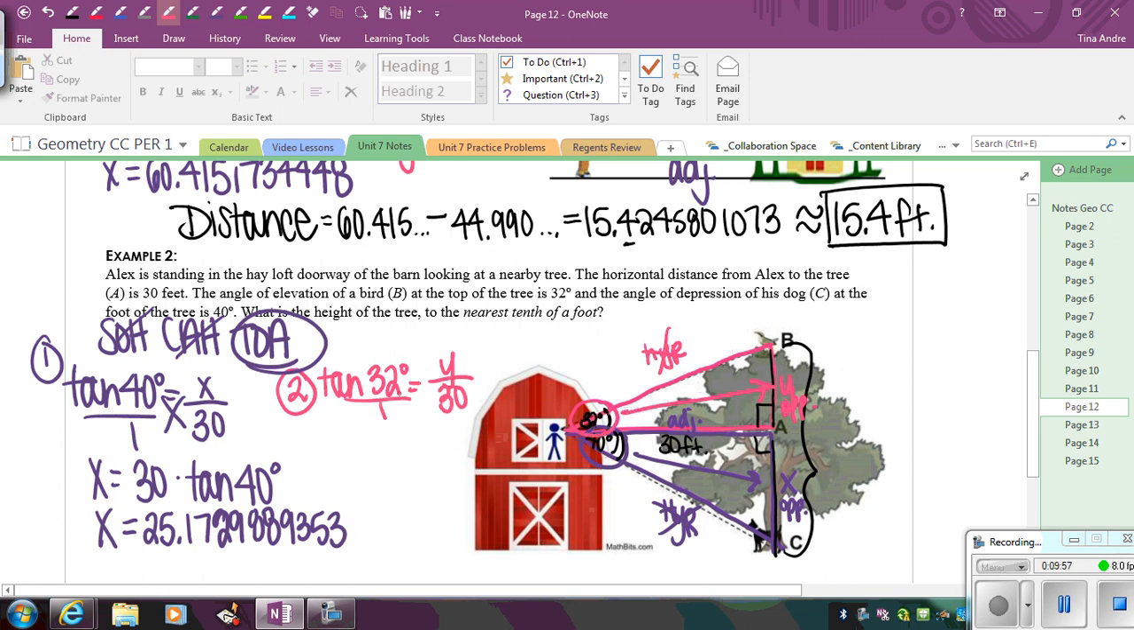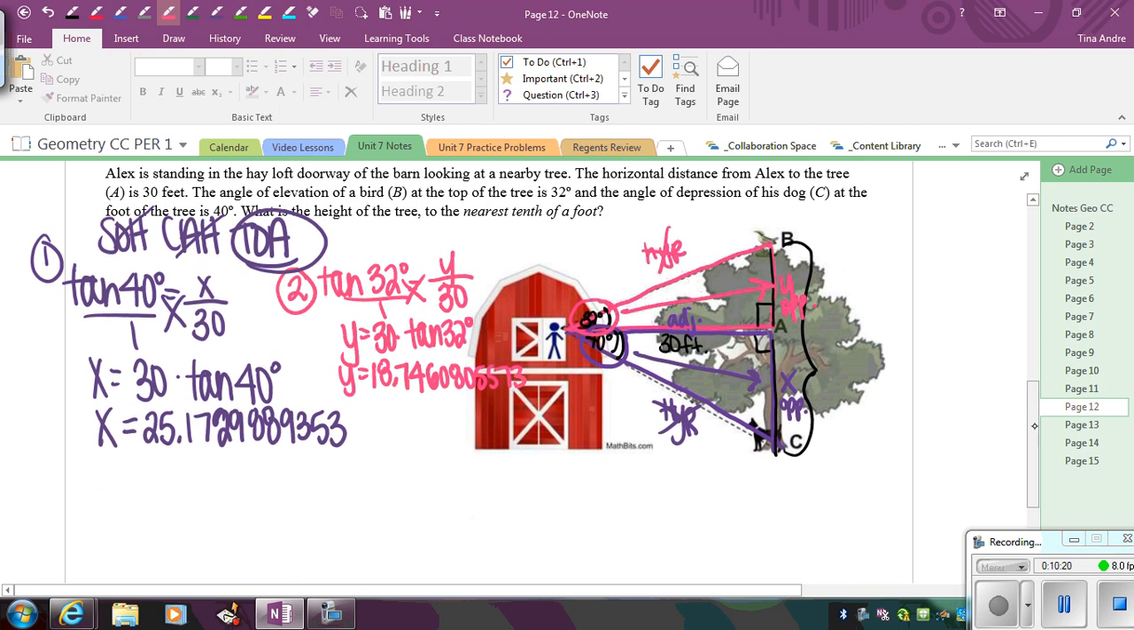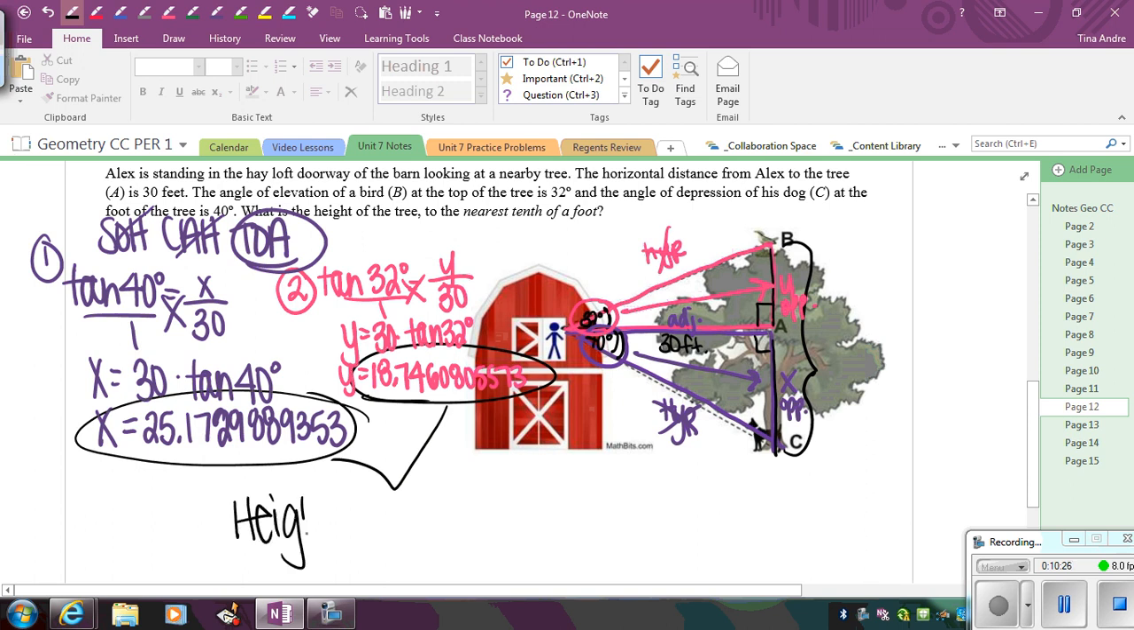So very similar setup. So we have 30 times tan of 32. Getting that entire value from the calculator, we get 18.7460805573. And this time, if I want to know the height of the tree, I have to take these and I'm going to be adding them together because I want the total of those two parts.